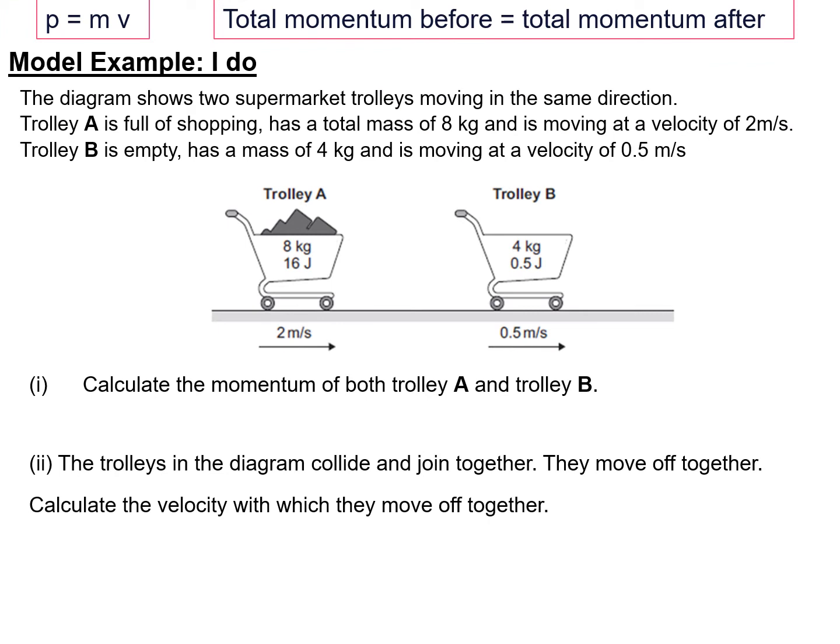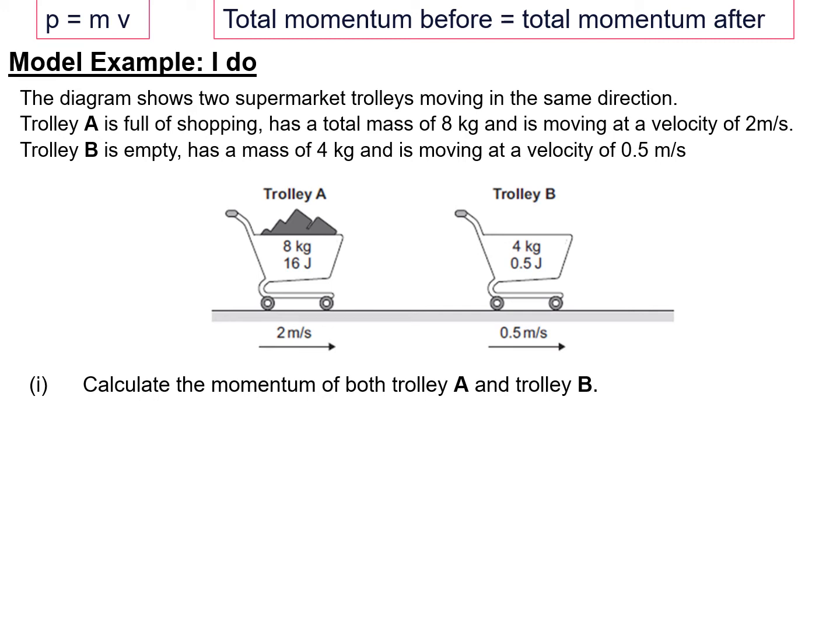So how does this manifest itself into a question? Let's have a look at this example. The diagram shows two supermarket trolleys moving in the same direction. Trolley A is full of shopping and has a total mass of 8 kilograms and is moving at 2 meters per second. Trolley B is empty and has a mass of 4 kilograms and is moving at a velocity of 0.5 meters per second. We want to first calculate the momentum of both Trolley A and Trolley B, and then we want to answer part 2, which tells us that the trolleys in the diagram collide and join together, they move off together, and we want to calculate the velocity with which they move off together.